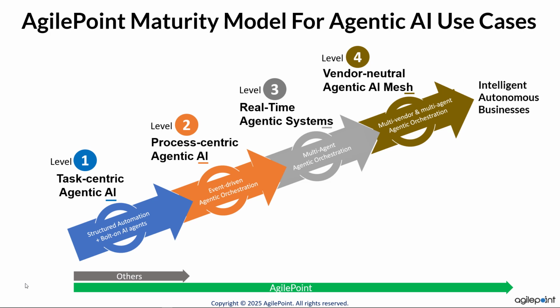Hi there, and welcome to Level 4 in AgilePoint's Agentic AI Maturity Model, Vendor-Neutral Agentic AI Mesh. In this installment, you're going to see how AgilePoint can orchestrate, provide governance, and observability across agents from multiple different vendors. An important capability because regardless of where your agents come from, AgilePoint provides universal guardrails, grounding, and observability, all without the need for complex protocols like A2A or MCP, though AgilePoint does support those protocols.